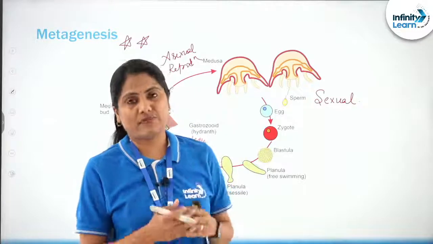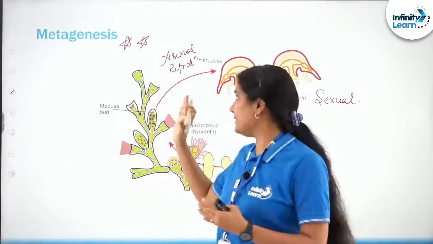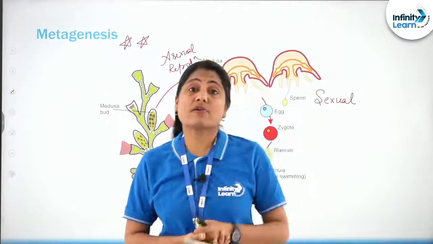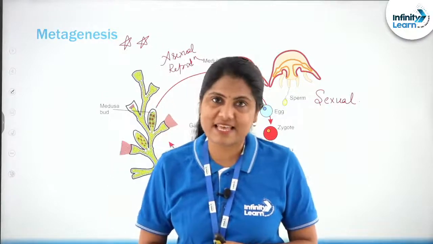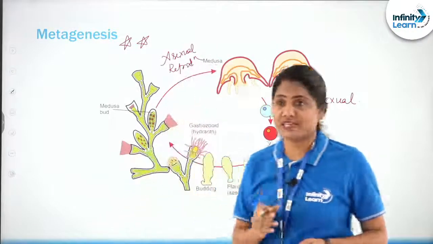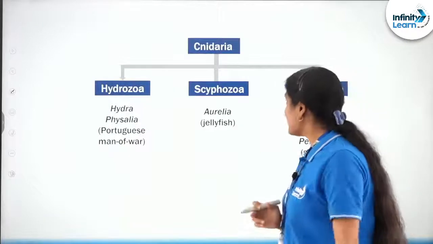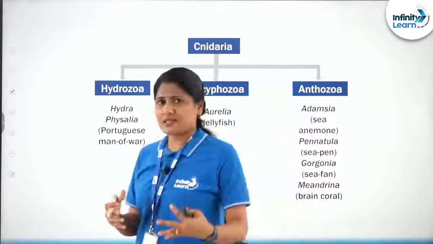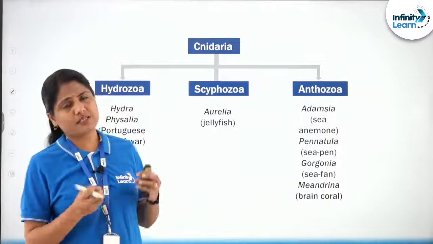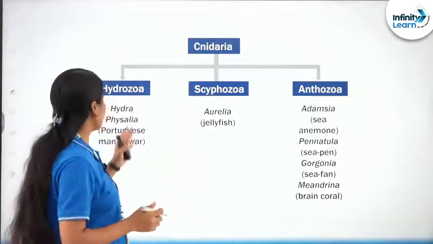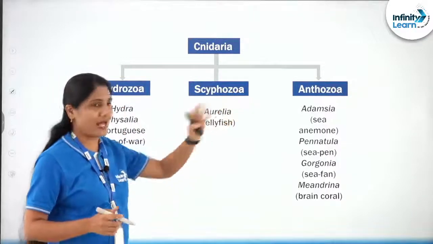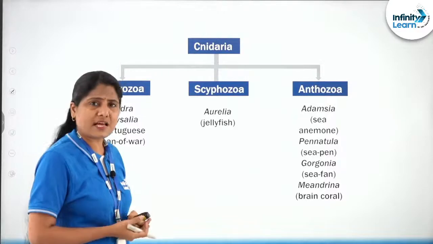So, Obelia is where you will find this metagenesis. Polymorphism, you find the example of Physalia usually, which is the Portuguese man of war. So, Cnidaria classification is not given in the NCERT, just for a little understanding. There is Hydrozoa, Scyphozoa, Anthozoa. On what bases are they divided?